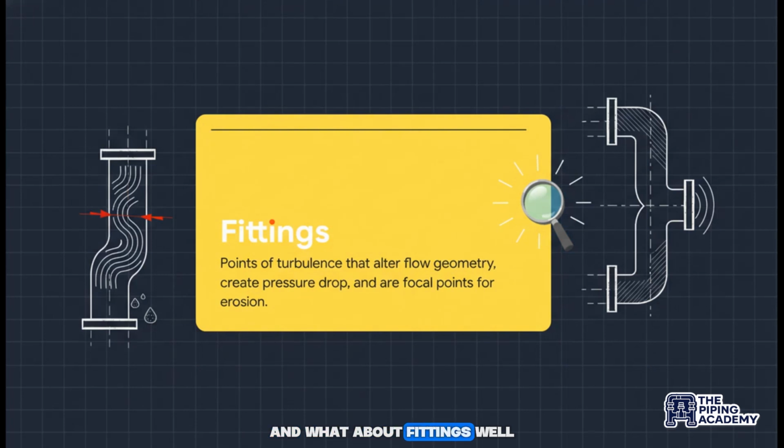And what about fittings? Well, they aren't just for changing direction. They are engineered points of turbulence. An elbow, sure, it changes the flow path, but it also creates a pressure drop, and it becomes a focal point for erosion. So if you've got some abrasive sand in your crude oil, guess where the pipe wall is going to wear thin first? Right at the elbow. A reducer changes fluid velocity, and if you compress a gas too quickly, you're going to introduce noise and vibration into your system.